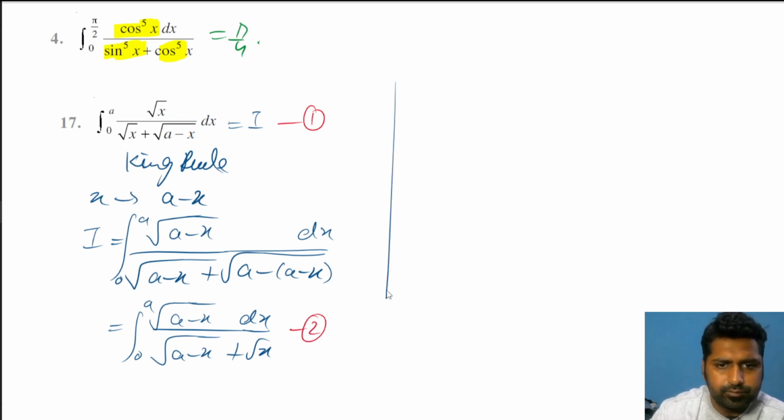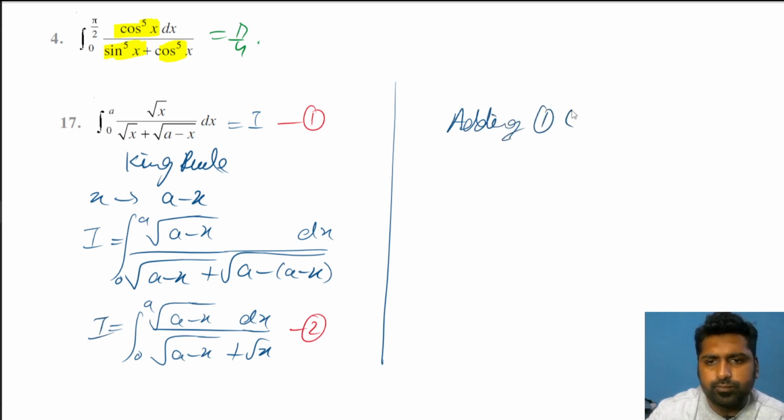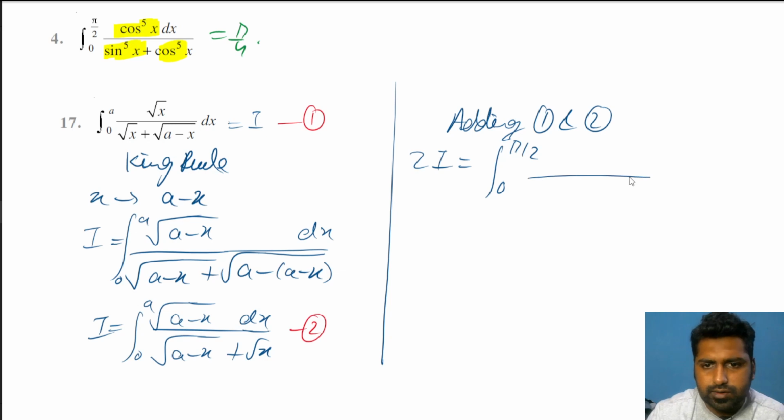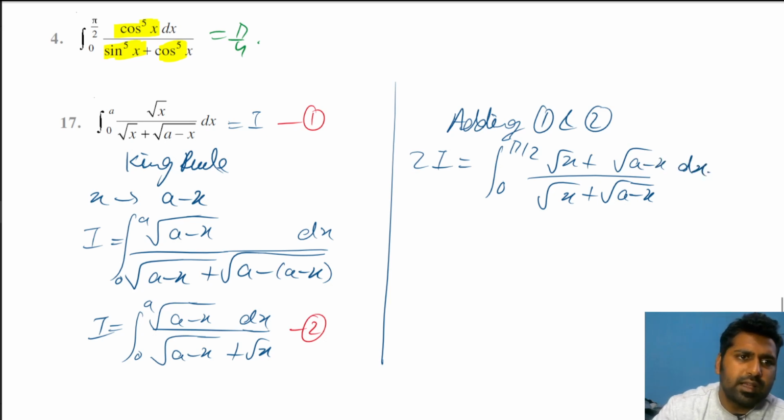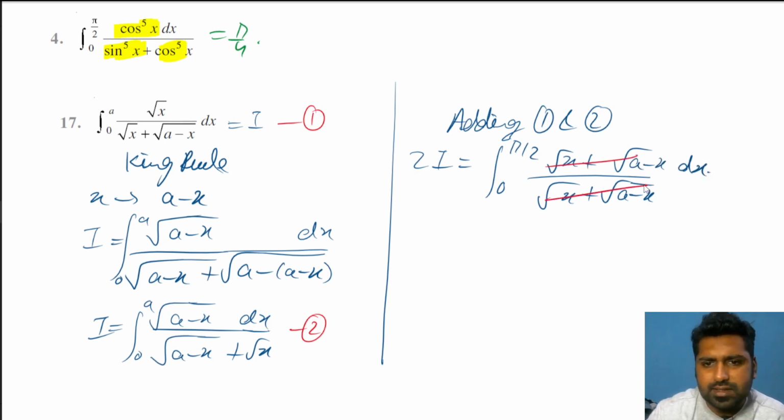Add them, adding 1 and 2. Okay, so you get 2I generated. The limit is the same, 0 to pi by 2. The denominator is also the same, root x plus root a minus x. The numerator of the first is root x, the second is root a minus x. Again the same thing is going to happen. Cancel. You know what is going to be the answer.